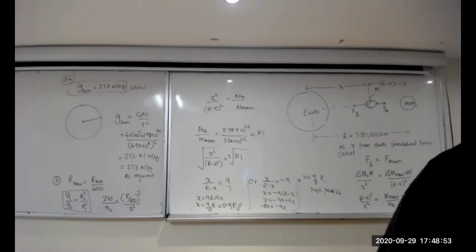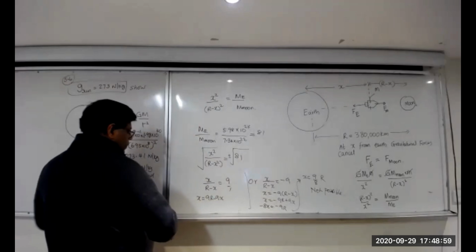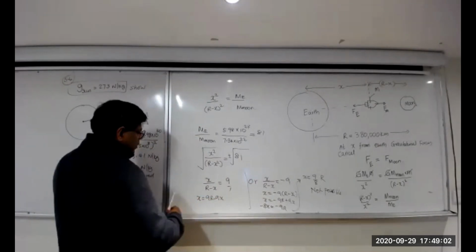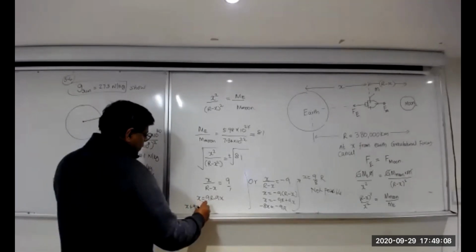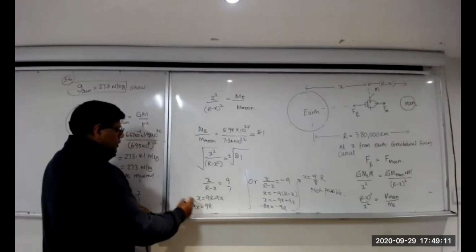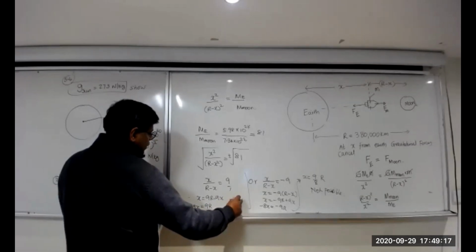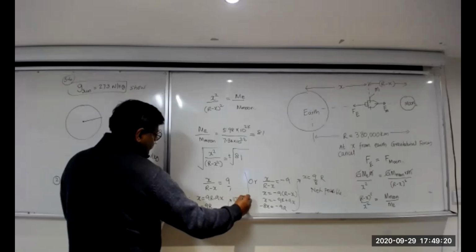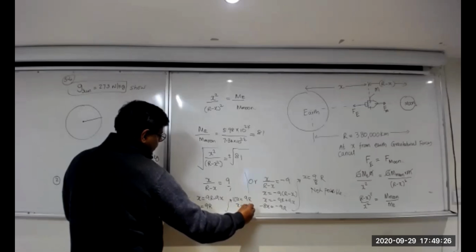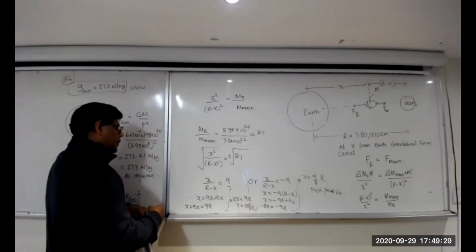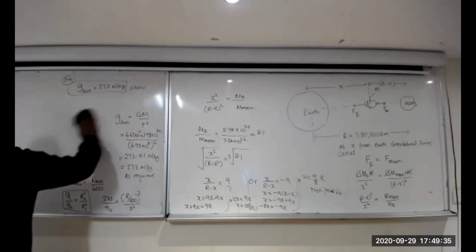Why did you divide it by 10? Oh yeah, okay. So bring the 9x to the left-hand side. So they become x plus 9x, so this is 10x. It becomes 10x equals 9r. So x becomes 0.9r. Okay, we'll move on to the energy.